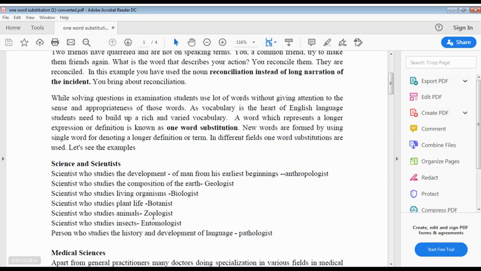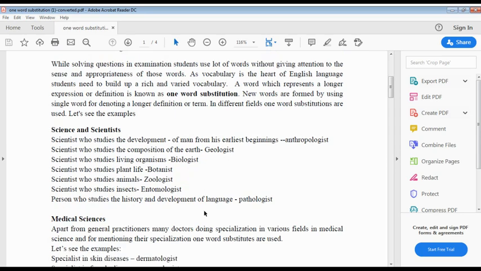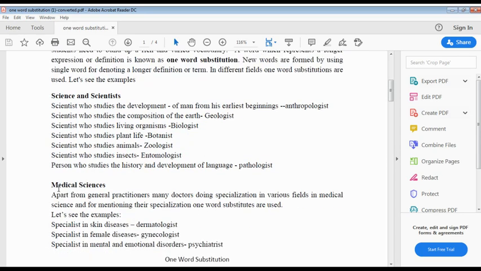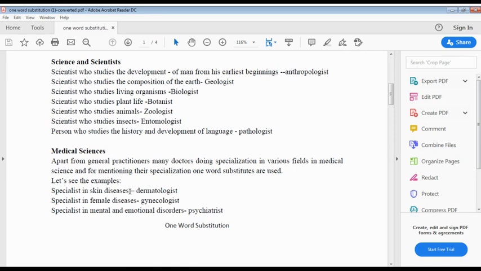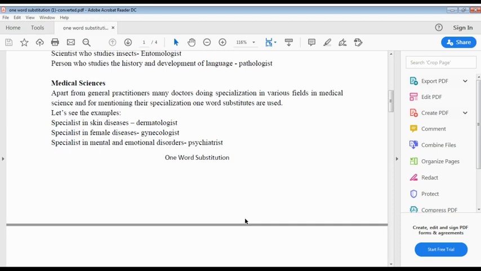For example, scientist who studies animals, zoologist. Scientist who studies insects, entomologist. Person who studies the history and development of language, philologist. From medical sciences, these are the examples. Specialist in skin diseases: what will you call this person? Dermatologist. Specialist in female diseases, gynecologist. Specialist in mental and emotional disorders, psychiatrist. So these are the examples.